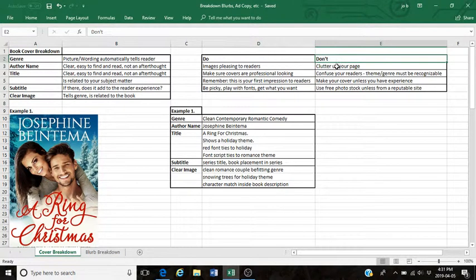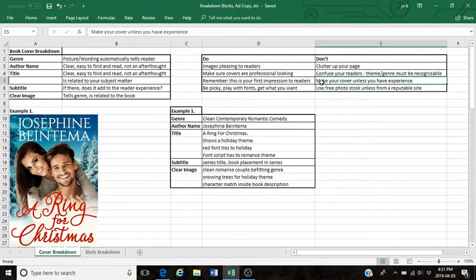Do not clutter up your page. Don't put a lot of images in there. Don't put a lot of writing in there. You want to make sure that it's clear and concise. Do not confuse your readers. The themes or genre must be recognizable. So if I'm writing a romance book, I don't want two people playing soccer on the cover, unless it's a romance about soccer, and even then it might be a bit difficult unless the characters are in a pose to suggest a romantic relationship.